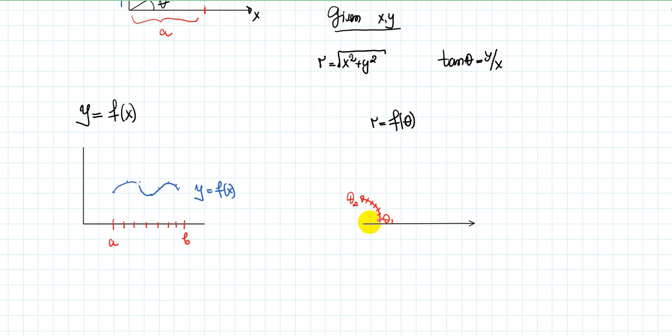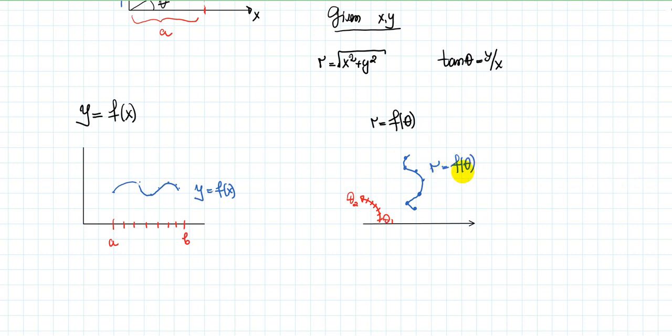And for each piece of theta, I'm going to find the points by measuring the distance from the origin. Okay? For example, for the first theta, the point has this distance. At this theta, the point has this distance, and at this one this distance, this distance, and so on. By connecting them, I'm going to get the curve defined in polar coordinates with the equation r is equal to f of theta.